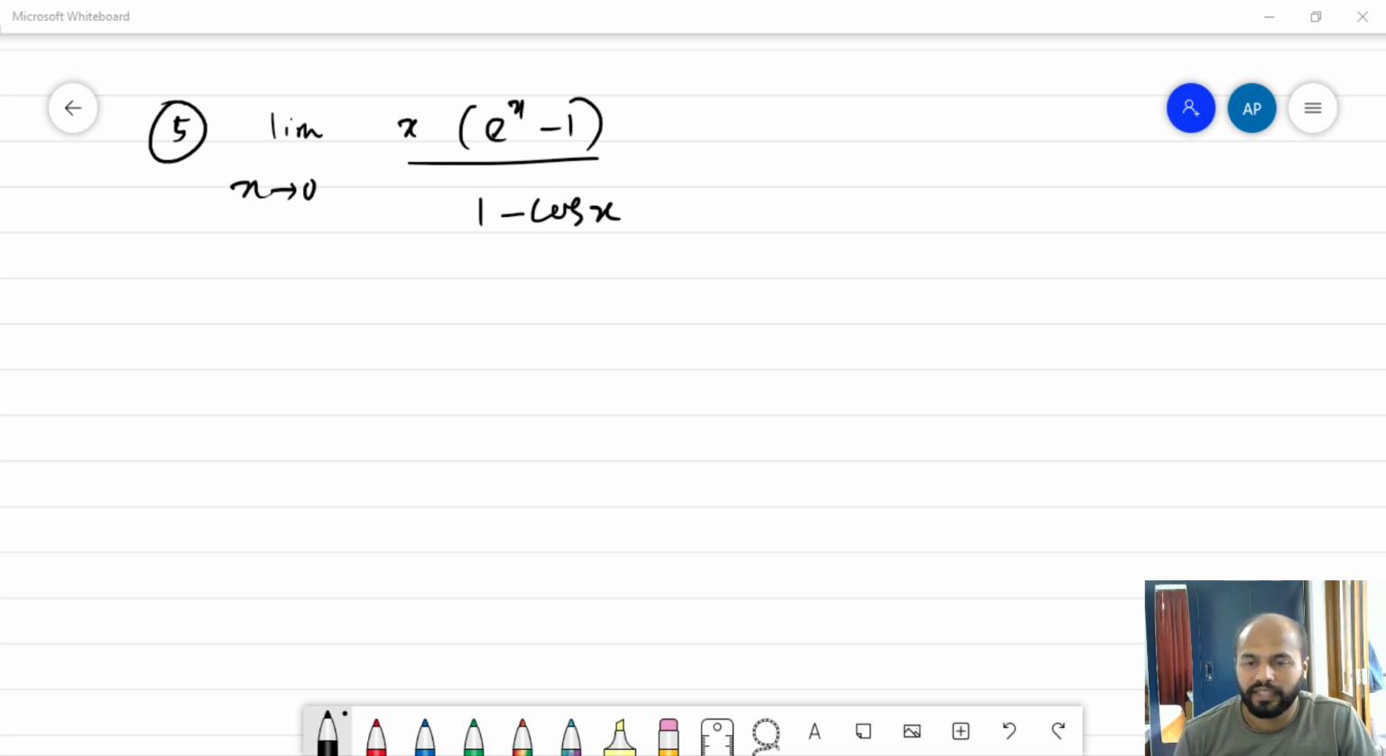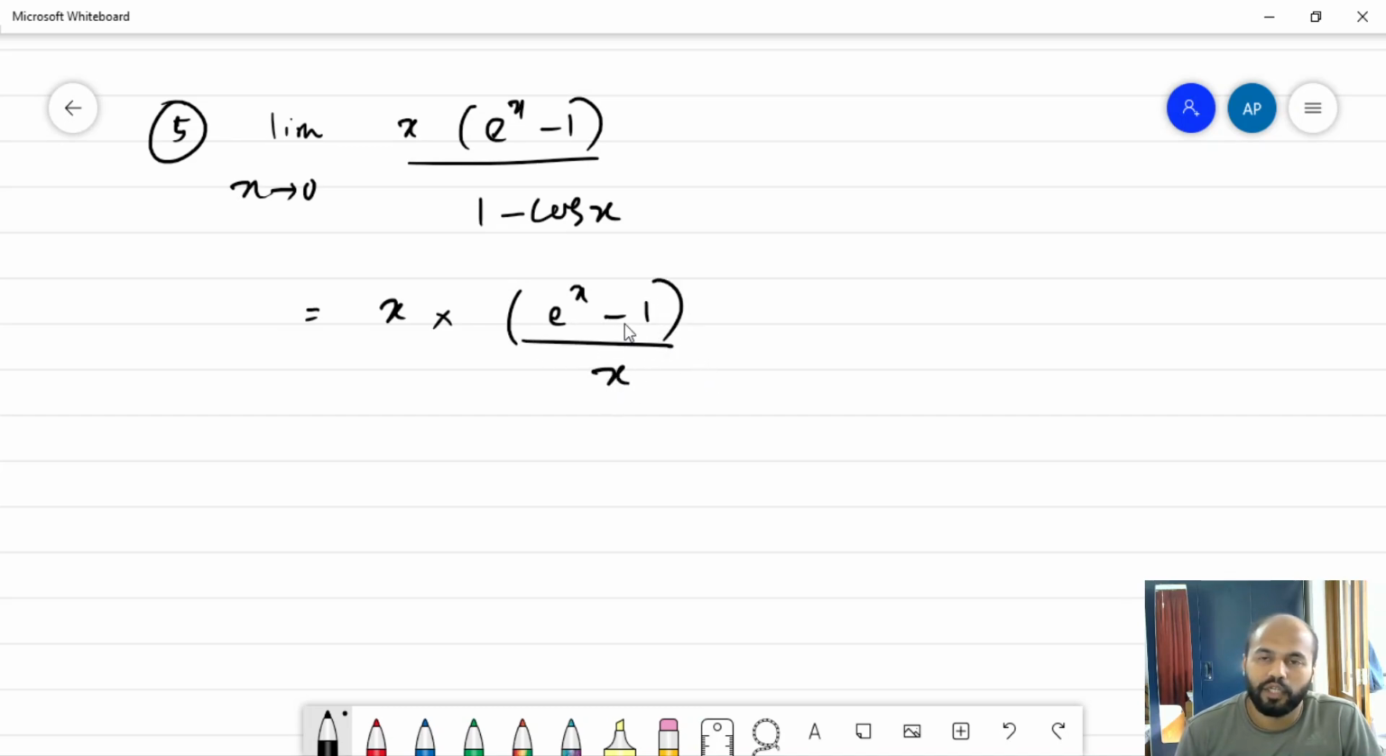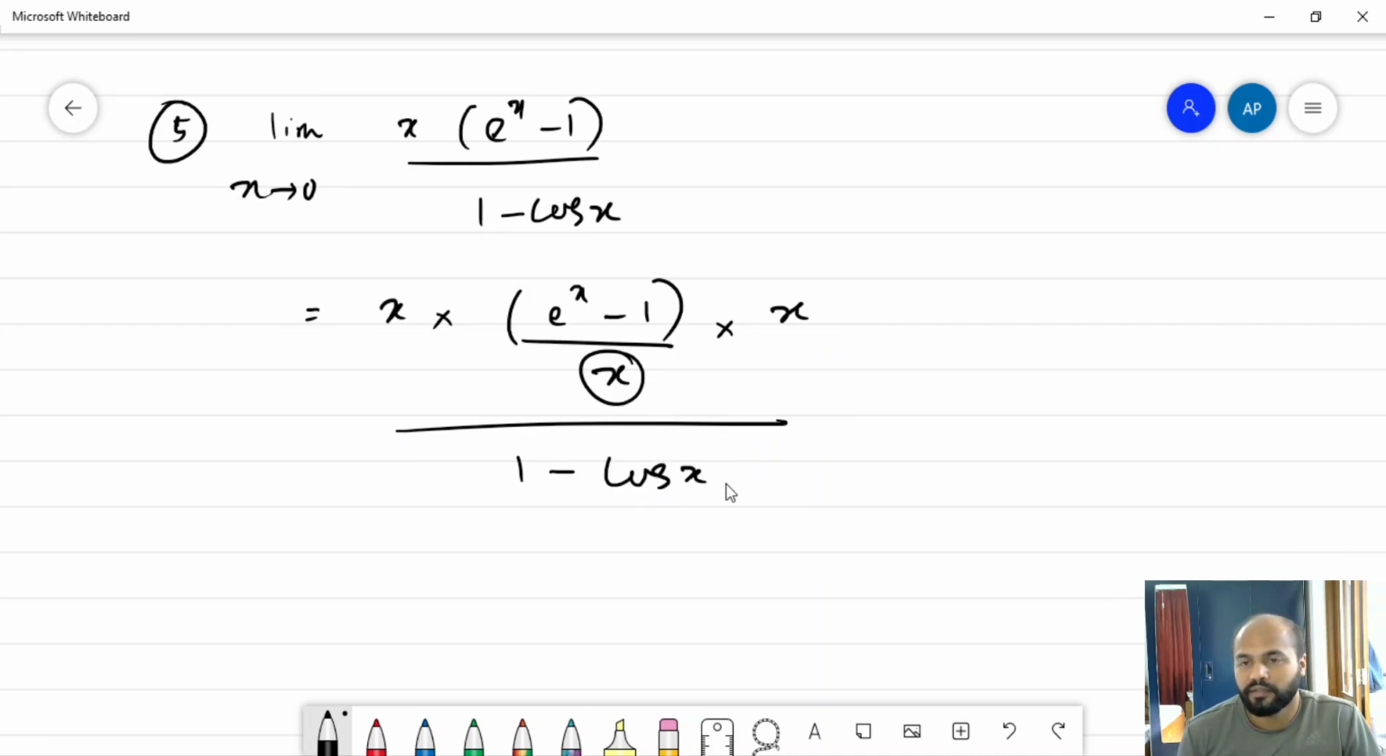Let's take the next problem. So the next problem is something like this: x times e raised to x minus 1, divided by 1 minus cos x. This time we have x into e raised to x minus 1. We now need to write this as e raised to x minus 1 by x in order to get it in standard form. But since I've multiplied by x over here, I'll have to multiply it over here as well. And 1 minus cos x by x square.